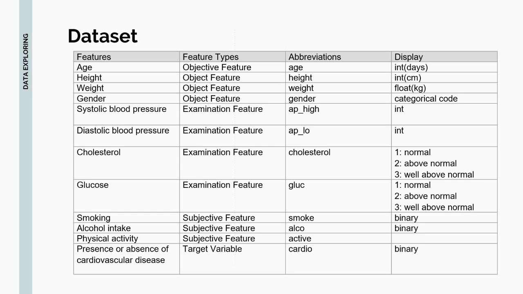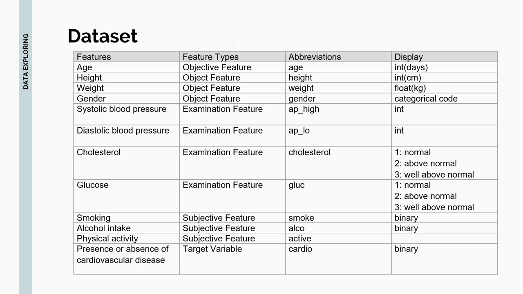Data exploring. Our dataset is medical data containing 11 input features and one target variable. The features are age, height, weight, gender, systolic and diastolic blood pressure, cholesterol, glucose, smoking, alcohol intake, physical activity, and our target variable is presence or absence of CVDs.